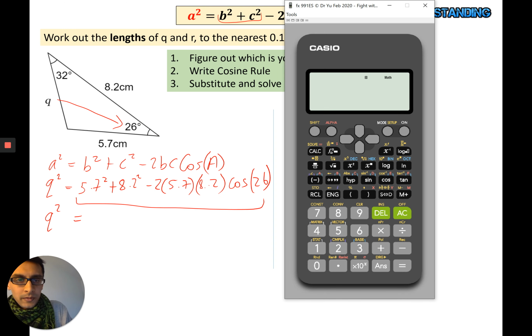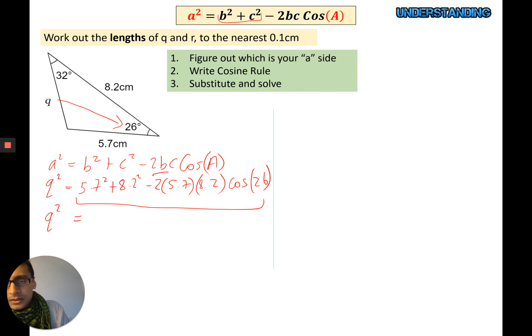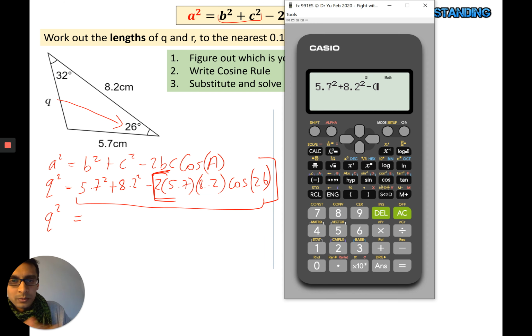So we have 5.7 squared plus 8.2 squared take away, and this whole thing, when you put it in a calculator, needs to be in brackets on your calculator. So this becomes 2 times 5.7 times 8.2 times cos 26. Close all the brackets. And then you get 15.710. The question asks you to work it out to the nearest 0.1 centimeters. So then that would just be 15.7.